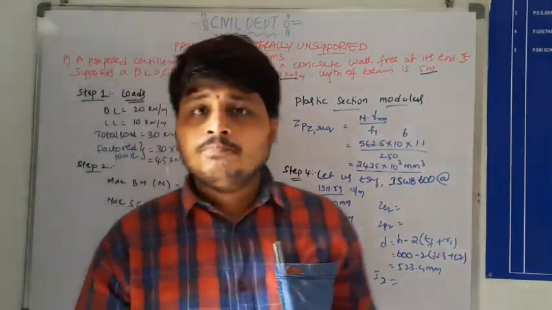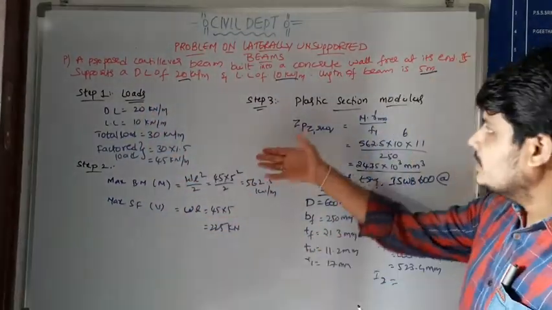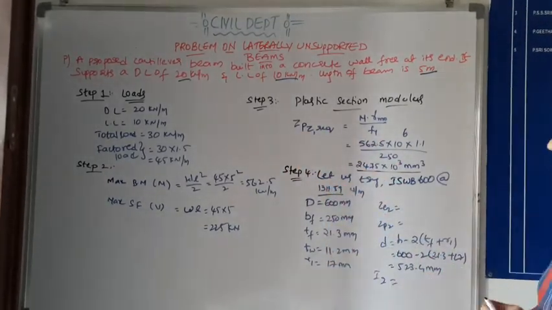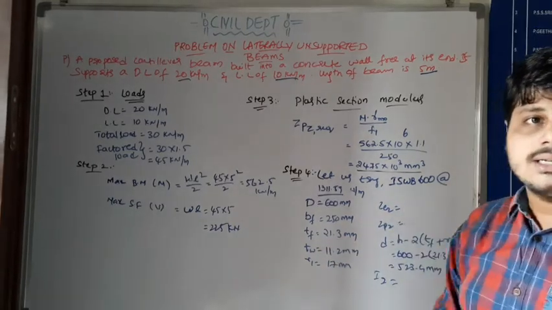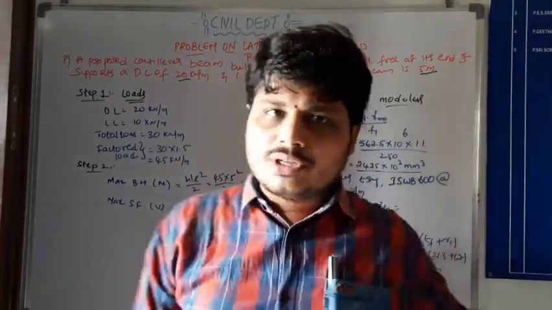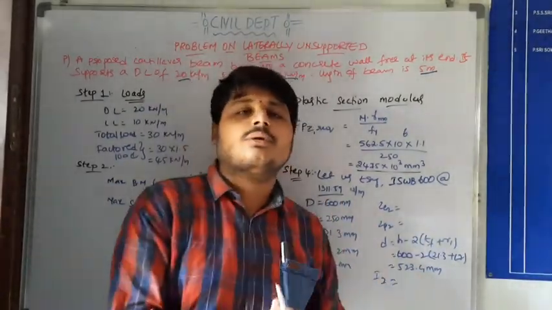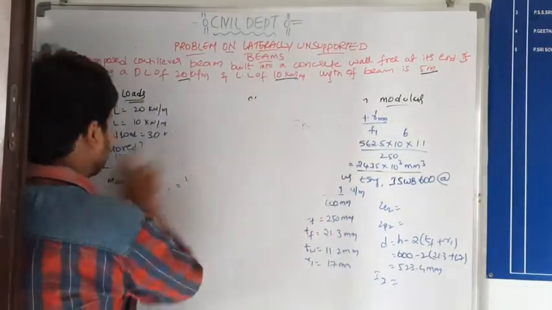So this is step 1, loads; step 2, calculation of bending moment and shear force; step 3, plastic section modulus; and step 4, let us try the section, the selection of section. These 4 steps are common to laterally supported and laterally unsupported. Now we will go to step 5.